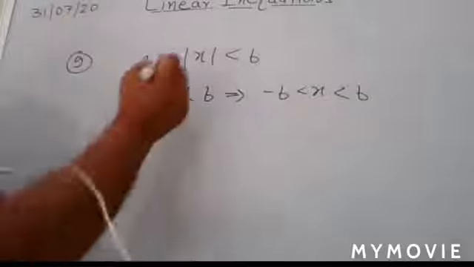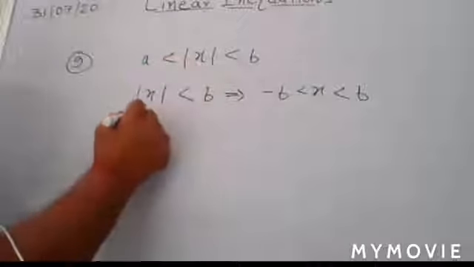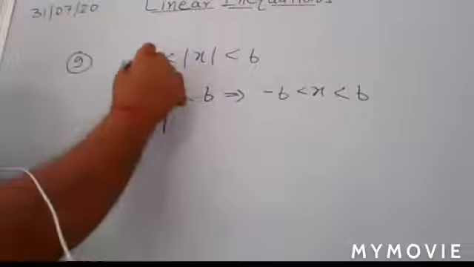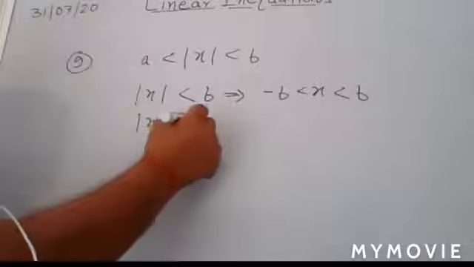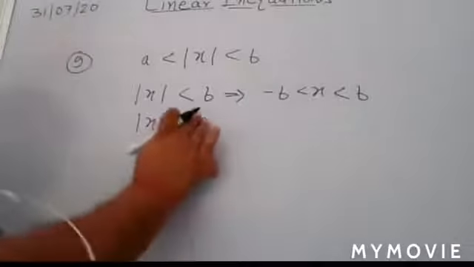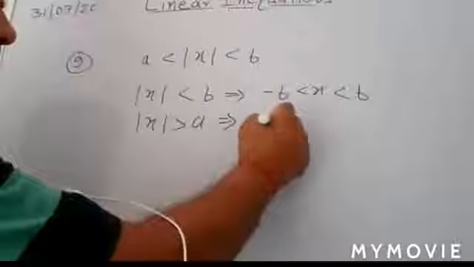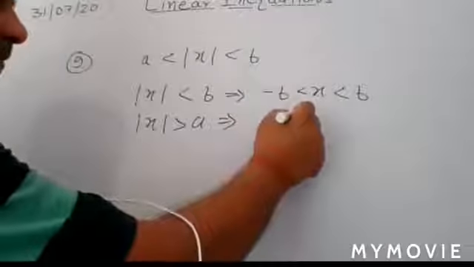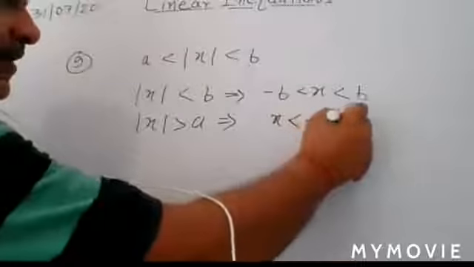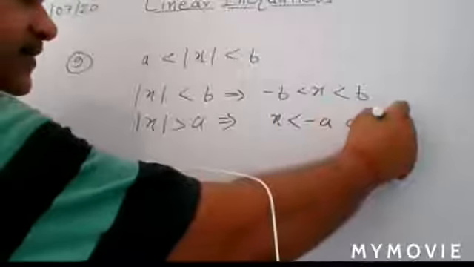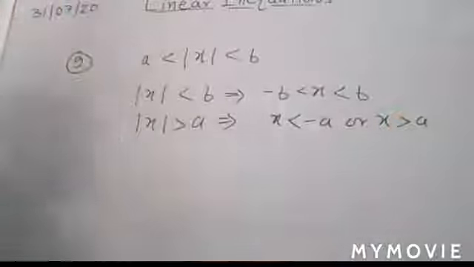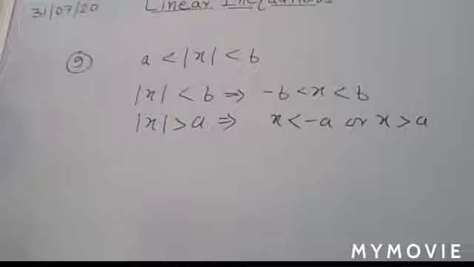Okay. Now if you take its second part, mod of x is greater than a. Understand? Greater than a, so in that case you have x is less than minus a, or x is greater than a. You have the result in this way. Now you have to take the union of all that.